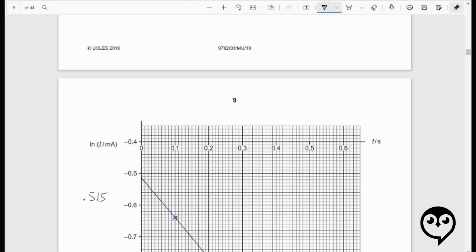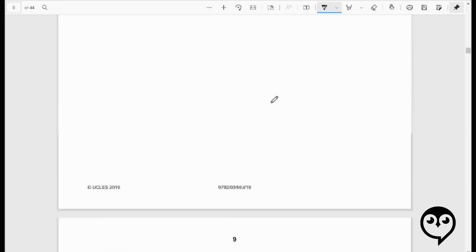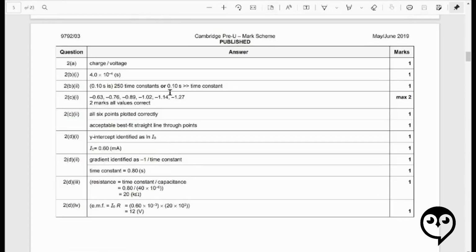Let's look at the answers. Right, so definition, charge over voltage, sure, we got the right time there, that's fine. 250 time constants' worth, or 10 seconds, is way, way larger than the time constant, good enough. All of those were my values for the table, I believe. And all 6 points plotted correctly, yes, and I got a best fitting line, I would imagine. Let's just see how the rest went. So we understand why I got the 0.6 now: it's e to the negative y-intercept that you get there.